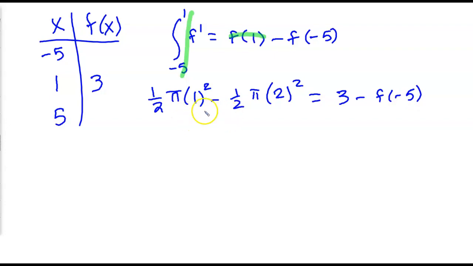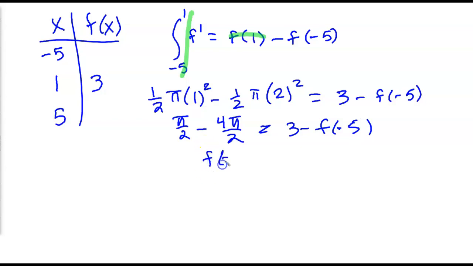So doing the math here, I get pi over 2 minus 4 pi over 2 is equal to 3 minus f of -5. And if I solve for f of -5, we'll end up getting 3 plus 3 pi over 2. So that's f of -5.